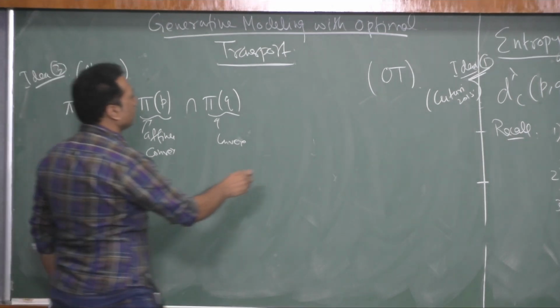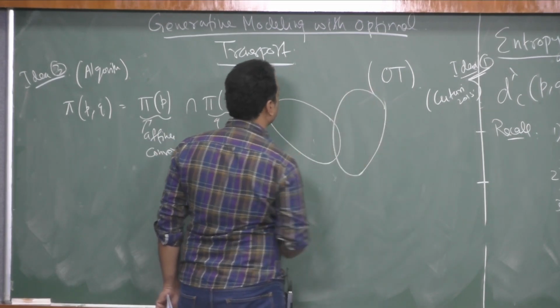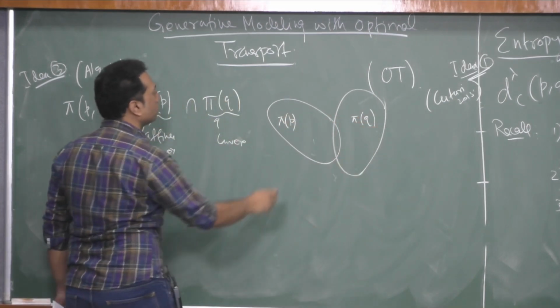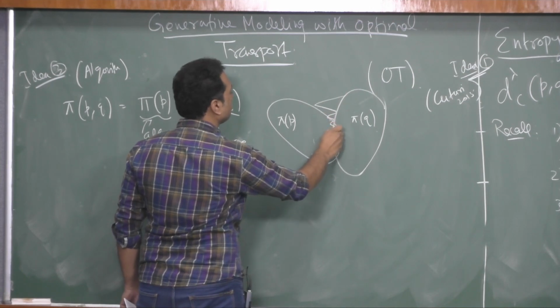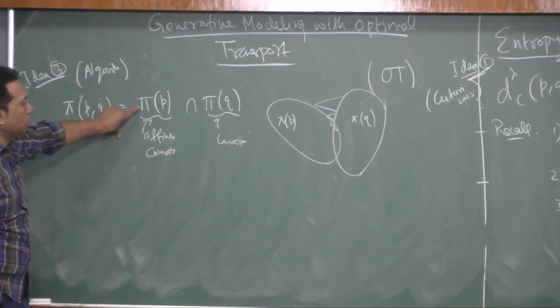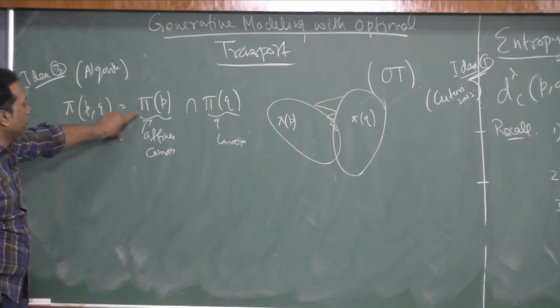So we may start with pi p and pi q separately, and then our goal is to go to some intersection point here. That will give me a pi which is a joint with both marginals p and q. So it's kind of an alternating projection idea. Sometimes there are other ideas like alternating minimization, but that is a little bit different from this. Here we are doing projection.